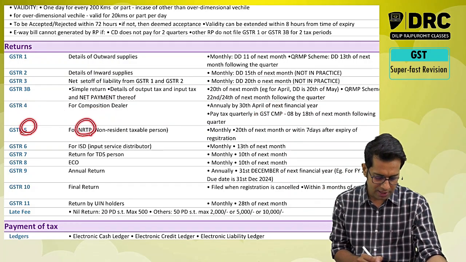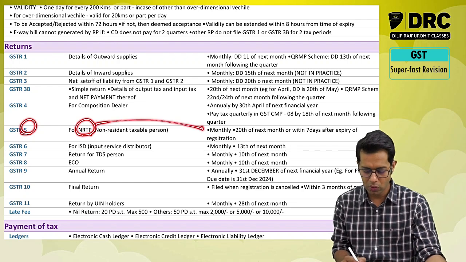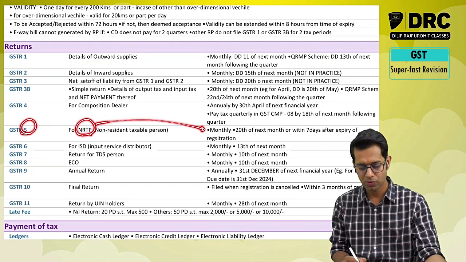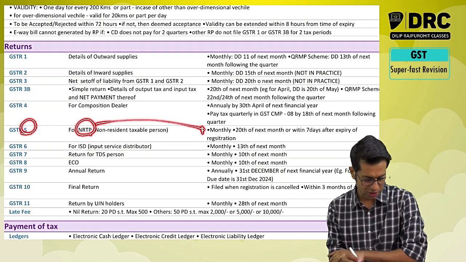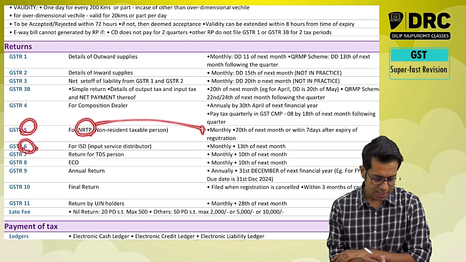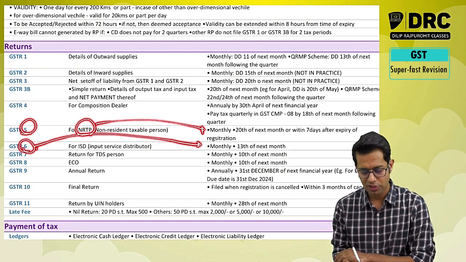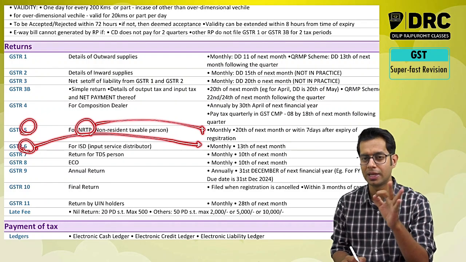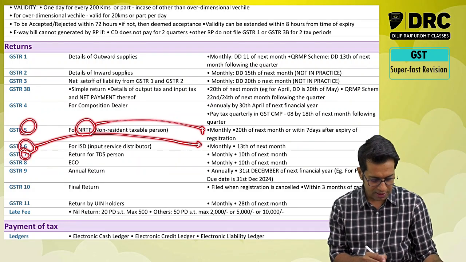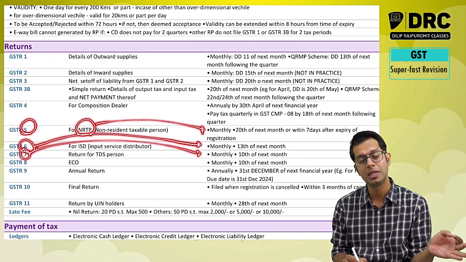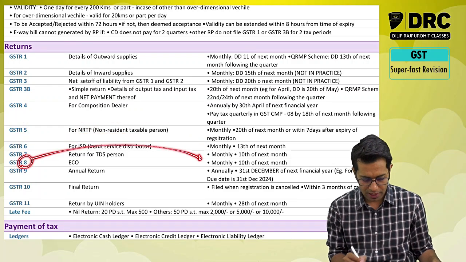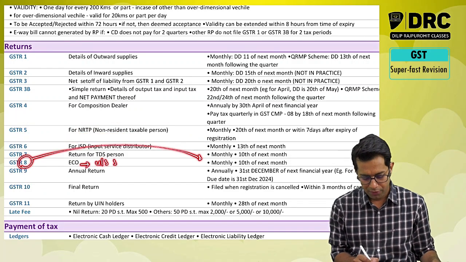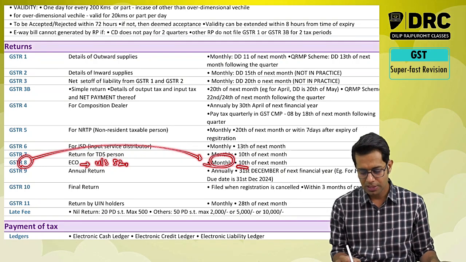GSTR5 is a return filed by a non-resident taxable person. Due date is what, sir? It is required to be filed on a monthly basis, by the 20th of next month, or within 7 days from the expiry of registration. GSTR6 is a return required to be filed by an input service distributor on a monthly basis by the 13th of next month. GSTR7 is a return required to be filed by a TDS person on a monthly basis by the 10th of next month. Then GSTR8 is a return required to be filed by an e-commerce operator under section 52 on a monthly basis by the 10th of next month.